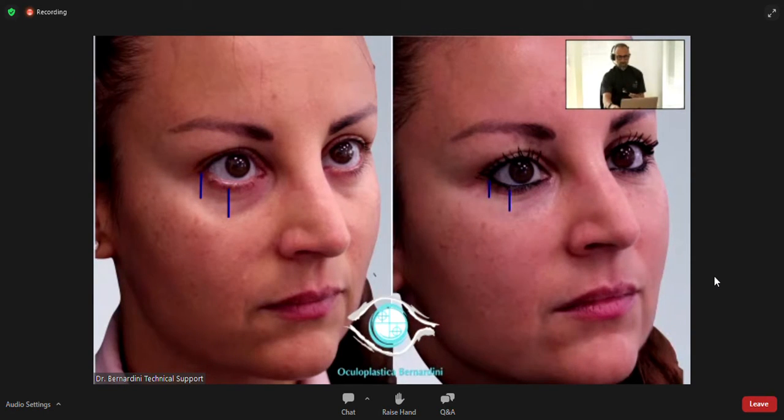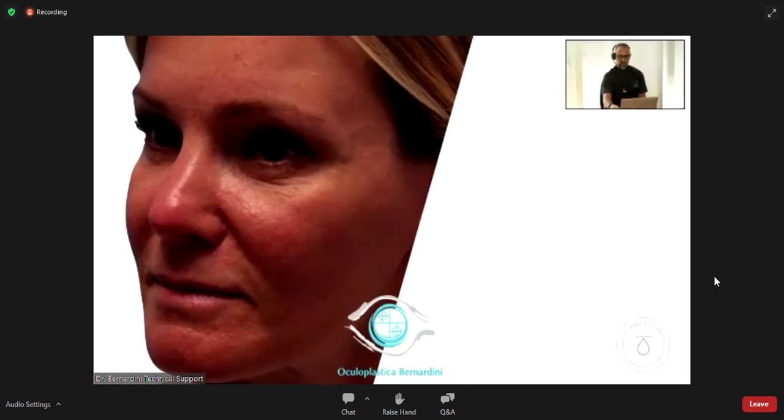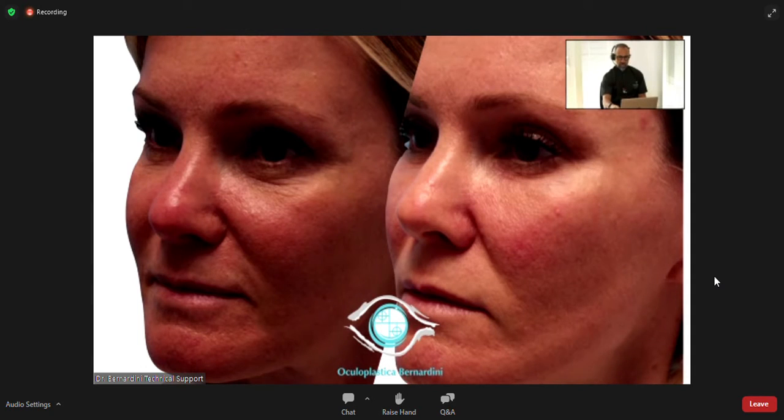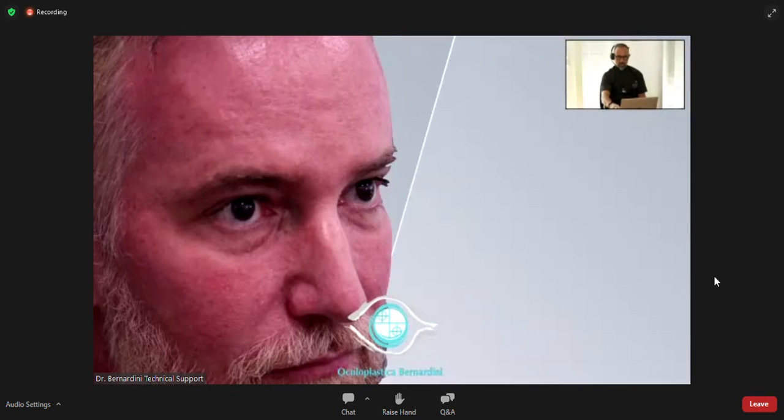So you see that you're getting a mid-face elevation effect. It's not real. It's not moving the tissues up. It's just translating into a lift effect and a shortening effect on the lower lid. Again, you see that the lower lid is much shorter after the treatment.